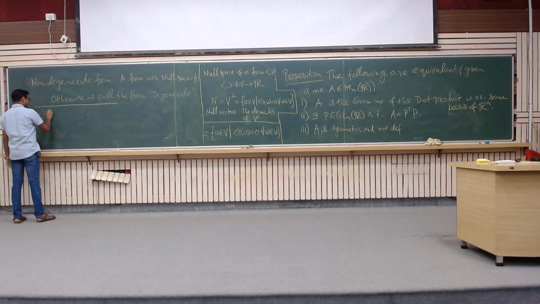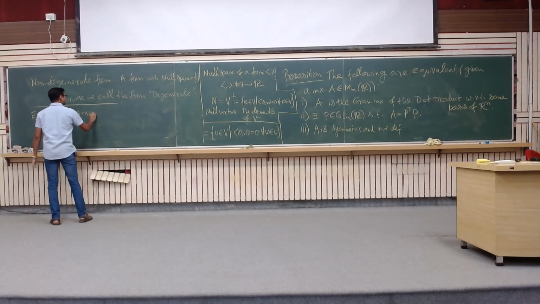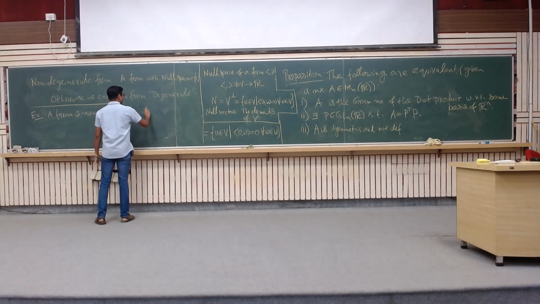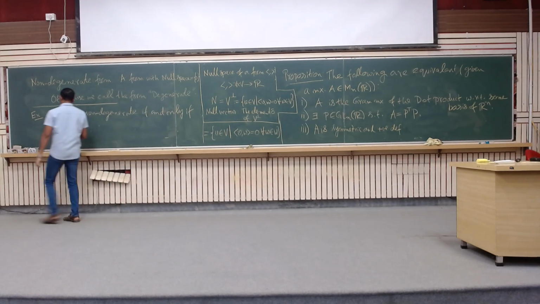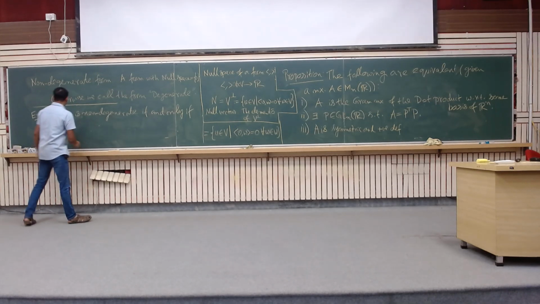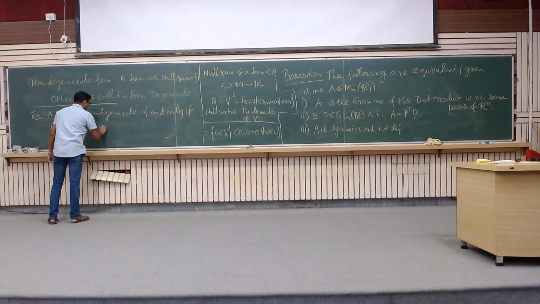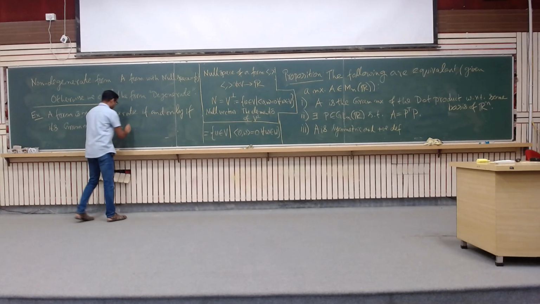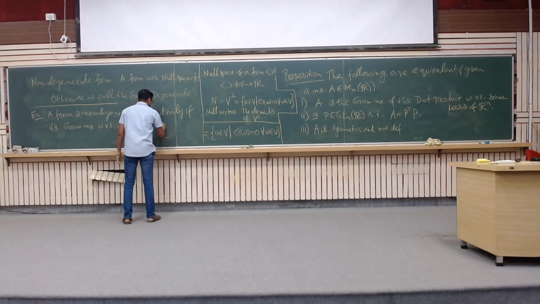So a form is non-degenerate if and only if its Gram matrix, sorry, the determinant of its Gram matrix with respect to a basis, or any basis, is non-singular.